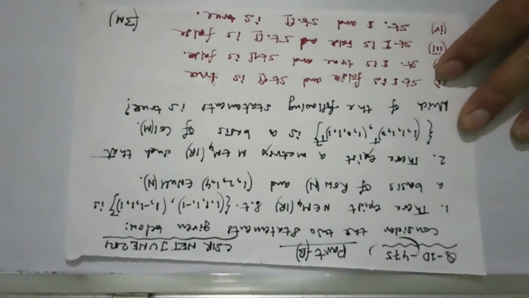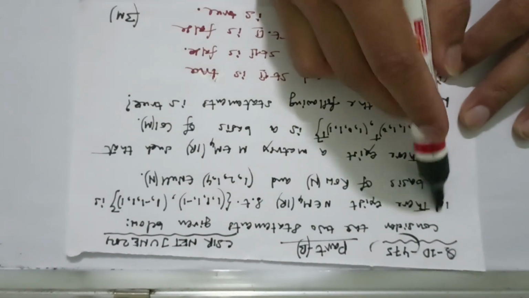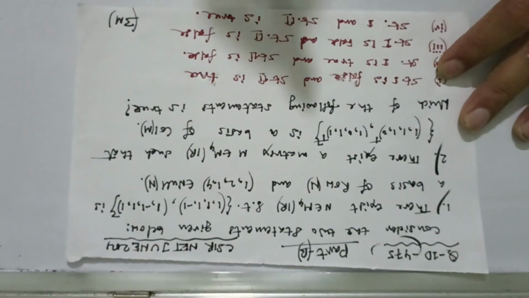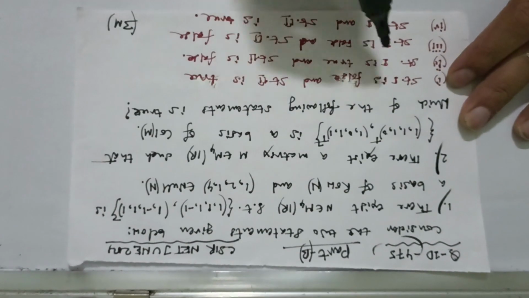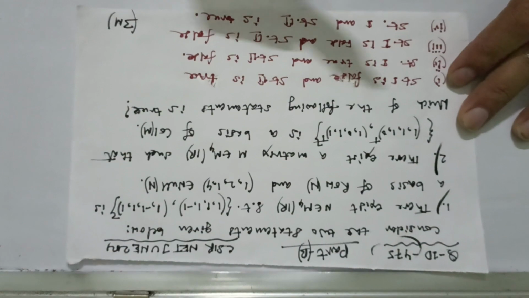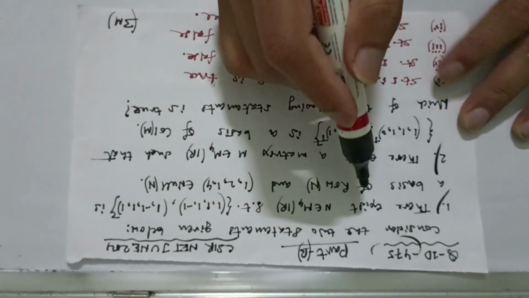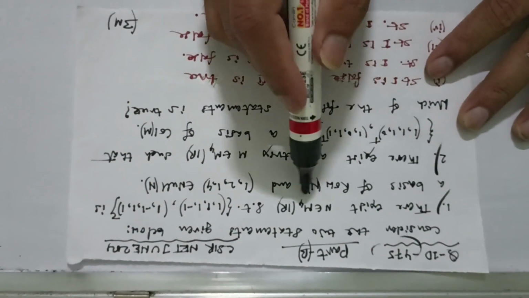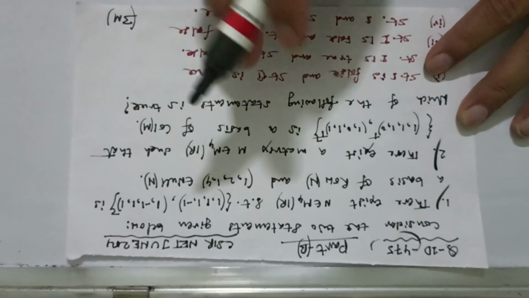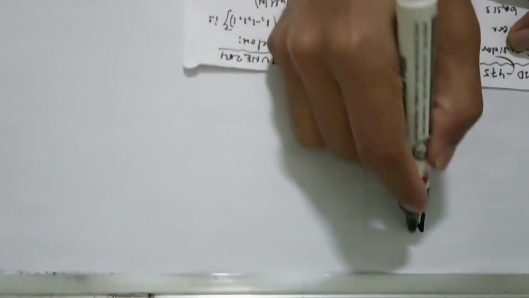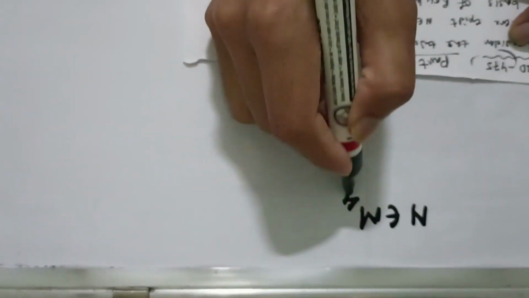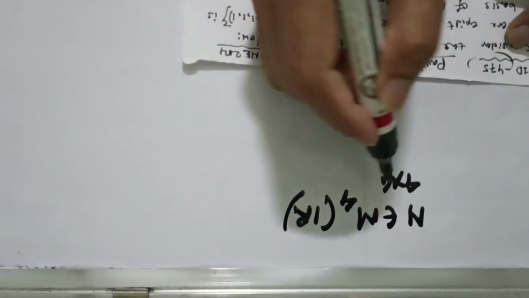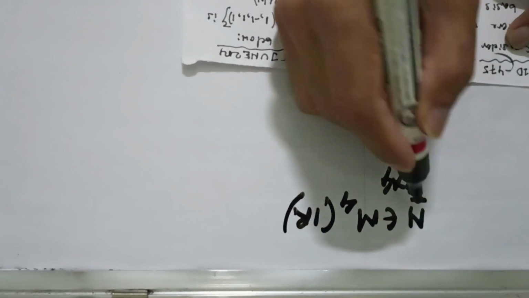The question has two statements, statement 1 and statement 2, and it asks which statement is true and which is false. Let us read statement 1. It says there is a matrix N belongs to M_n(R). N belongs to M_n(R) means N is a square matrix and each entry of it is a real number.